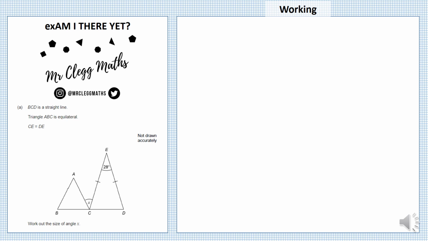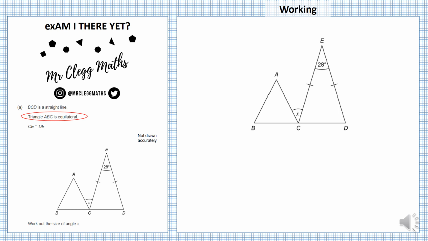Okay, if I were attempting this question, the first thing I would do is draw on my diagram and think about what else I know and what other labels I can put on there. We're told that triangle ABC is equilateral. That means all angles are equal. It also means all the sides are equal.